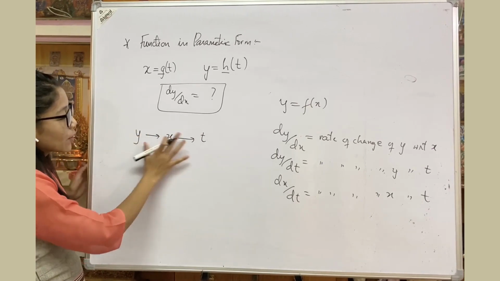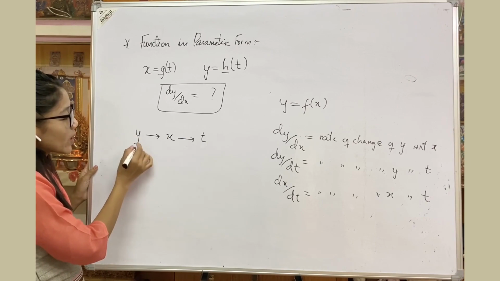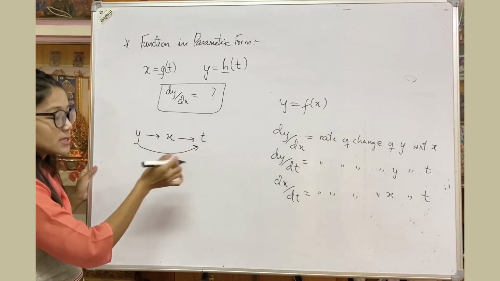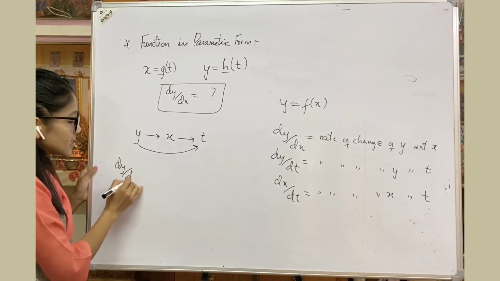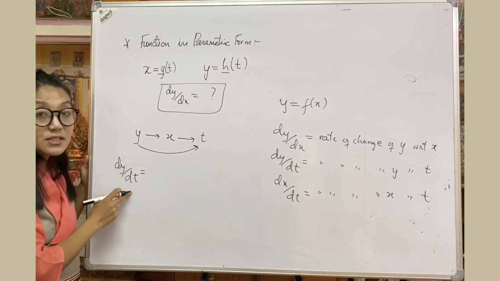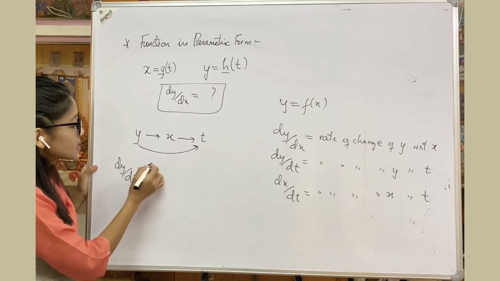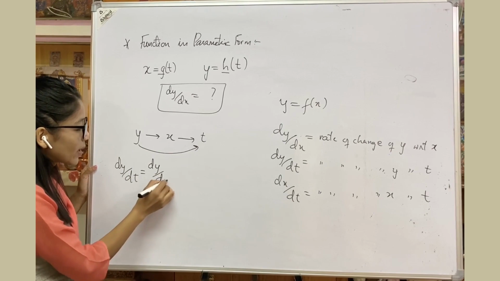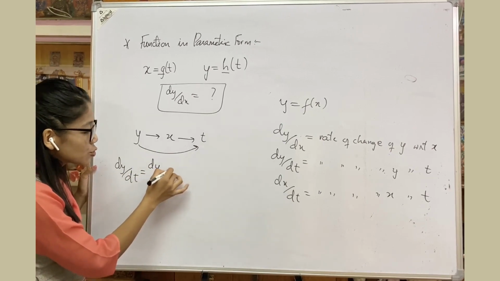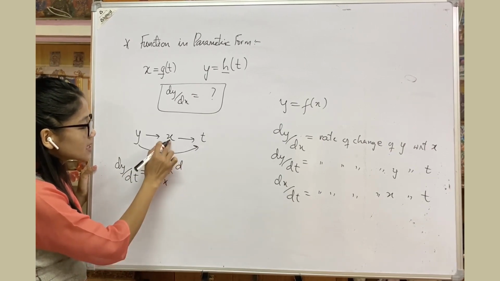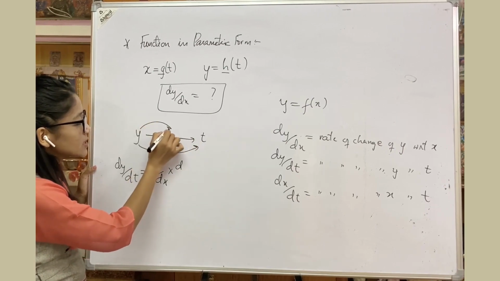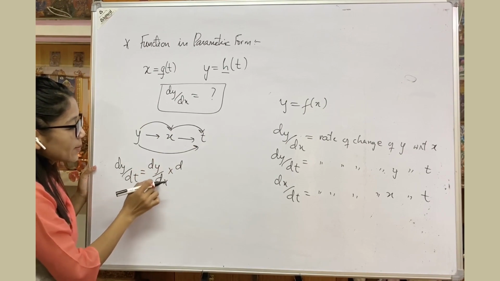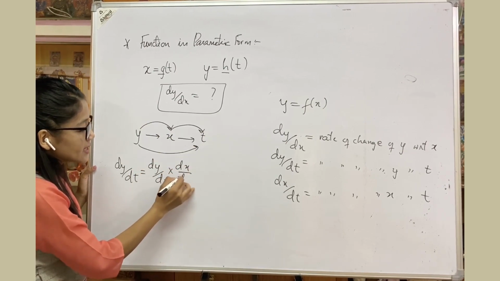So first of all, since this y is depending on t, y is depending on t at the end. So dy by dt. How can we find dy by dt? First y will depend on x, so that is dy by dx, into, then this x will depend on t. So that is dy by dx into dx by dt, right?